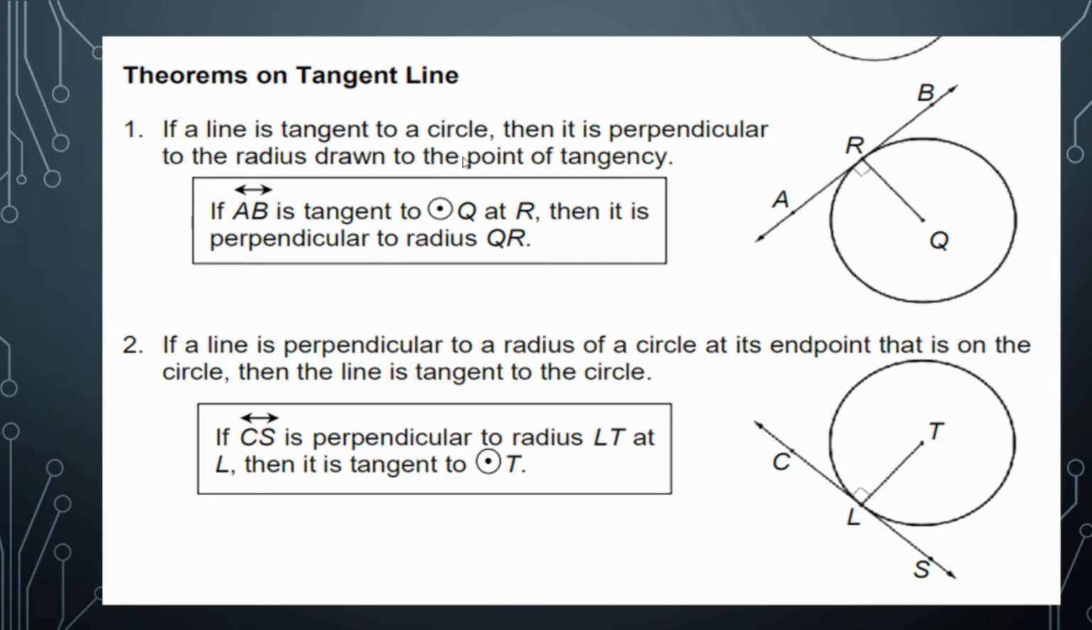If a line is tangent to a circle, then it is perpendicular to the radius drawn to the point of tangency. So, line AB is tangent to circle Q at R. Then, it is perpendicular to radius QR. Then, number 2, if a line is perpendicular to a radius of a circle at its endpoint that is on the circle, then the line is tangent to the circle. So, line CS is perpendicular to radius LT. Then, it is tangent to circle T.